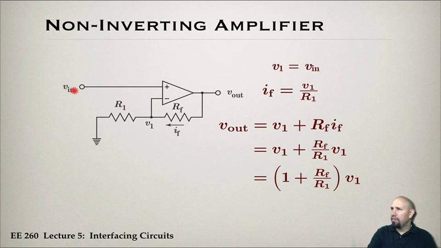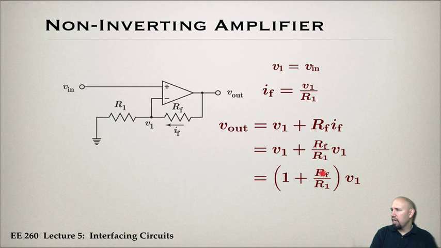V1 is basically V in because of a virtual short. Then, since this is a virtual short, this current IF does not go into this branch, it goes through this resistor, and so V1 to ground, that's the voltage across this resistor. So the voltage across divided by the resistance gives us that current value. Okay, and so then we can go through and show that V out is the voltage across this plus the voltage across that, and we can show that it simplifies down to this.